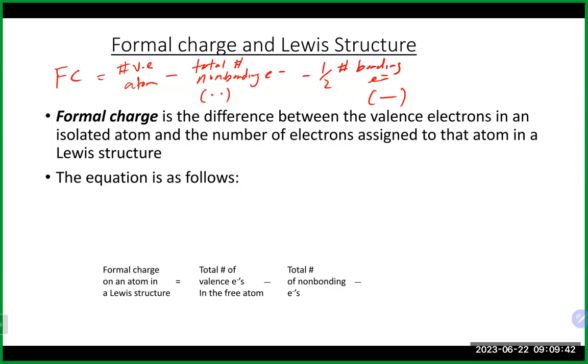And you can do this for each of the atoms that are present in a Lewis structure. And as we'll talk about, it can really help you decide between one Lewis structure and another, which one might be better. So let's take a look at a couple of Lewis structures here and calculate the formal charges on each of these.